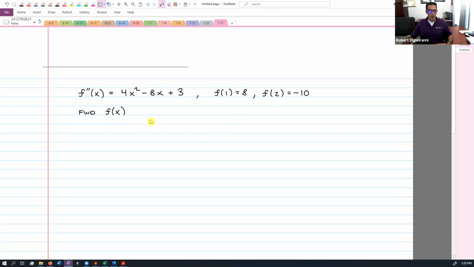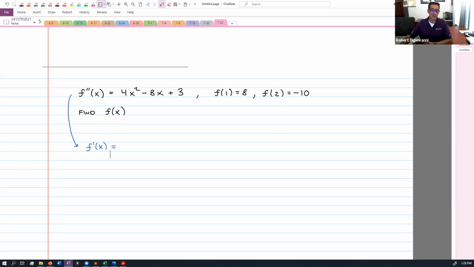All right, so we are starting with the second derivative. There it is. I want us to get back to the original function. And all I've given you is two pieces of information, but this is information about the original function. I have not given you any information about the derivative, have I? So what do we do? Well, let's just start by taking the antiderivative.